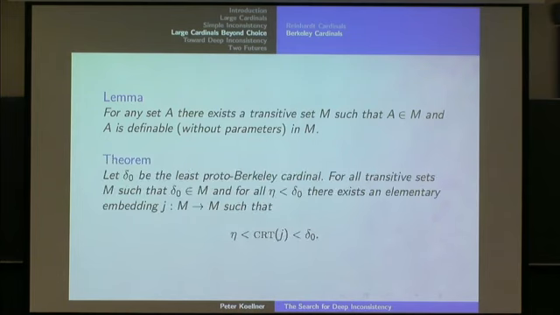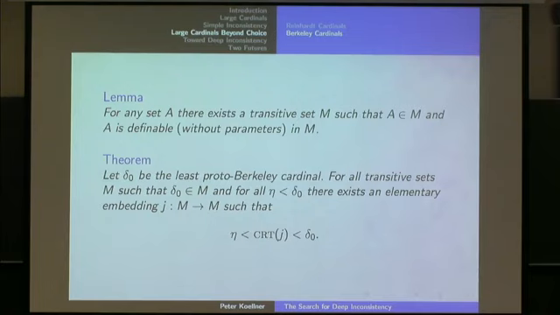And then the theorem is that if you look at the least proto-Berkeley cardinal, then for all transitive sets that contain it, and for any ordinal less than it, there's going to be an elementary embedding such that the critical point is above that ordinal. So in other words, for any set that contains it, if you look at the class of embeddings, their critical points go arbitrarily high in that ordinal.